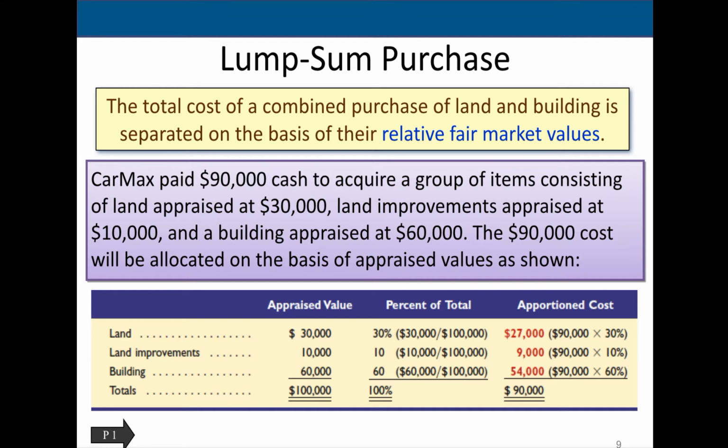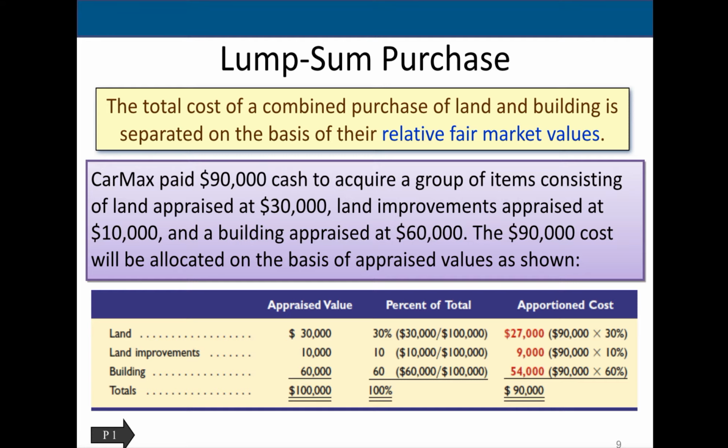And actually, it's not as important to have land improvements and building separate from each other as it is to have the land improvements and building separate from the land itself. Why? Because the land will not be depreciated, everything else will. And then also it's helpful to have land improvements and building distinguished, because they will be different asset classes and likely have different useful lives. So again, important to distinguish.